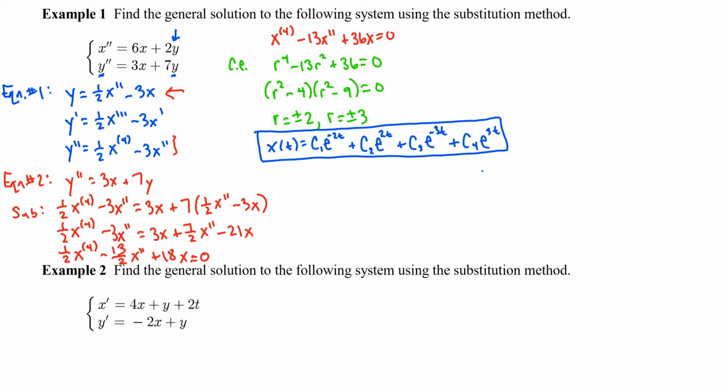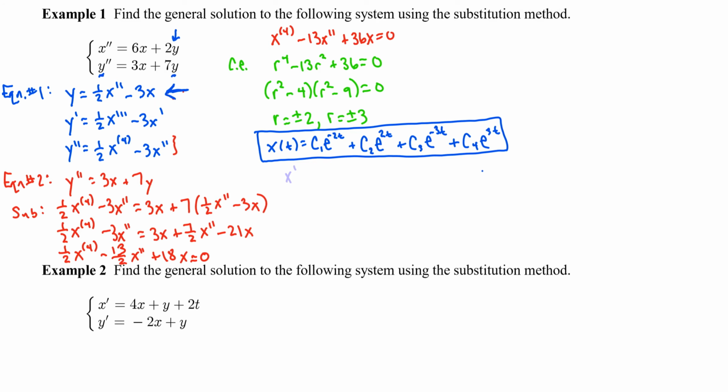Just like with an algebraic system, we're going to use back substitution to figure out the function y of t. So hunting back through our work, we need to find an equation that relates y and x. And if we look right here, we have y in terms of x. But if we want to write y in terms of x, we're going to need x double prime. So let's go ahead and take a couple of derivatives here.